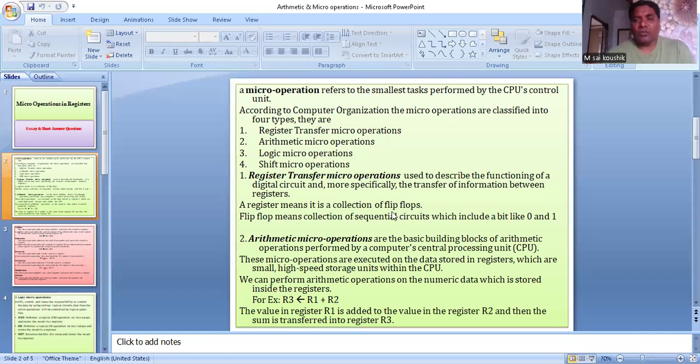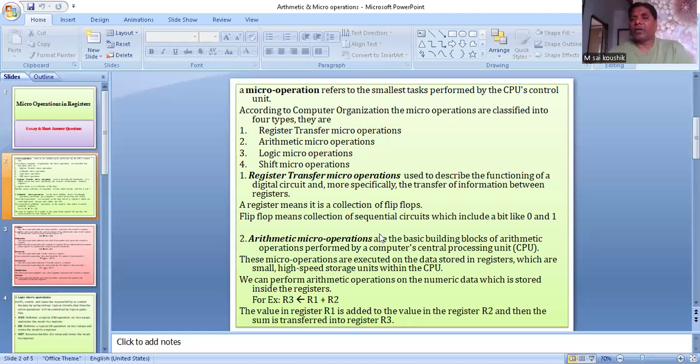Flip-flops means already you have some experience about what a flip-flop is and how many types of flip-flops there are in logic circuits, computer organization and computer architecture. Everything will be discussed once you imagine here. A flip-flop means a collection of sequential circuits which include a bit like 0 and 1. The inputs will be taken as 0 and 1. 0 means what output is expected, and 1 means how the output is displayed when we are taking the input as 1.